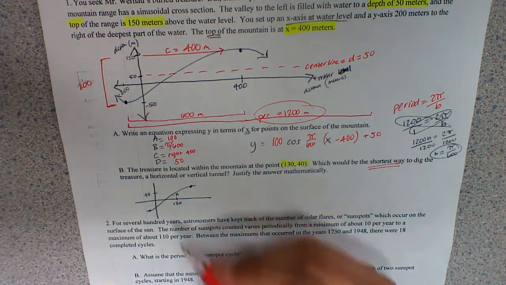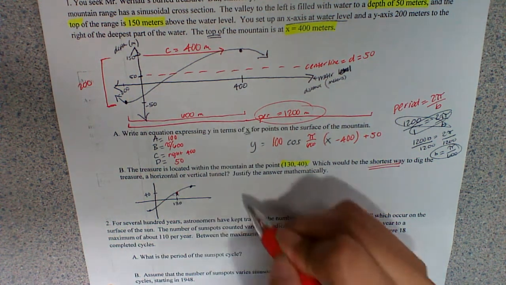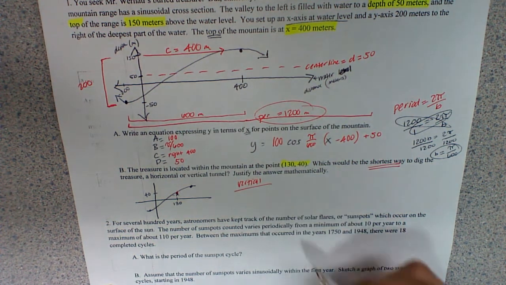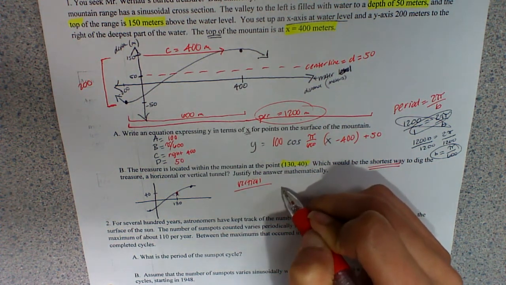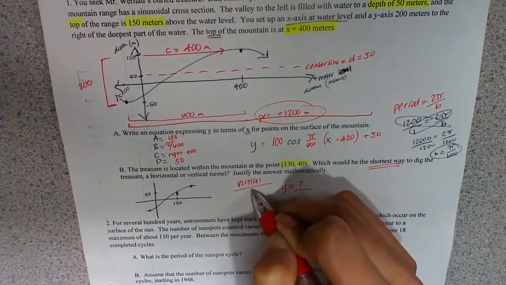So let's go ahead and do the vertical. Let's look for that vertical distance first. So we'll do vertical. And because we're looking for a vertical value, we're looking for y. We don't know y, okay? But we do know x.